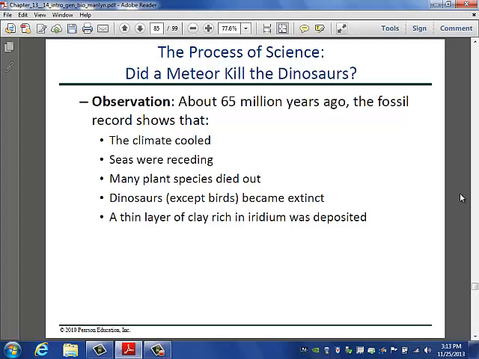Did a meteor kill the dinosaurs? It helped. You think it helped? 65 million years ago, the fossil record showed that the climate cooled, the seas were receding, many plant species died out, and dinosaurs, except for birds, became extinct. A thin layer of clay, rich in what? Iridium was deposited, and that's kind of how we see some of the things that might have been the demise of the dinosaurs.